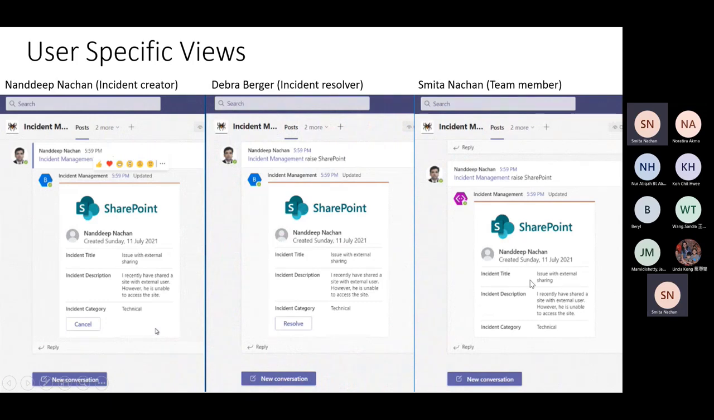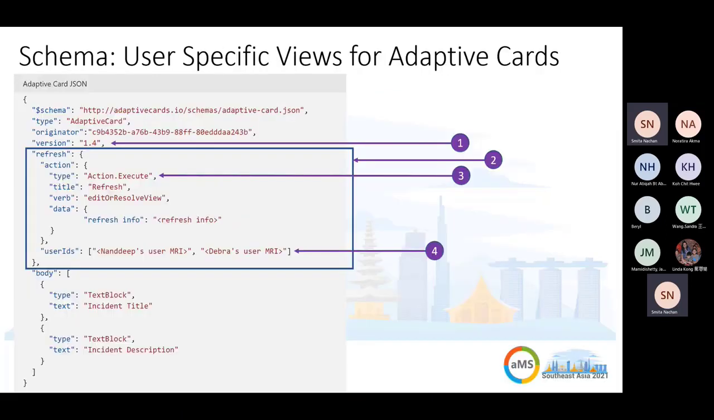And then on the right-hand side, we just have one team member who will just monitor this entire conversation. He or she is not responsible for taking any action, either editing the incident or resolving the incident. In that case, that user should only get the read-only kind of view. So this is what is called a user specific view. Now let's see how we will be able to achieve that. For this, we have something called a schema, which is the user specific views for the adaptive cards.